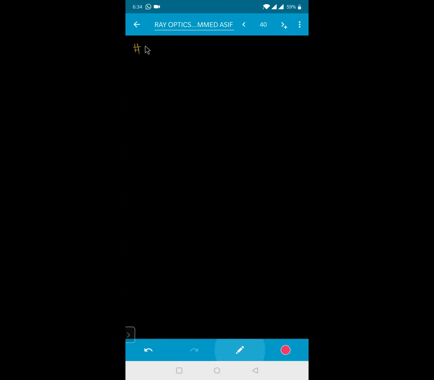Next heading: velocity of image. Velocity of your image. So what is our mirror formula? I'll roughly tell you. 1 by V plus 1 by U is equal to 1 by F.